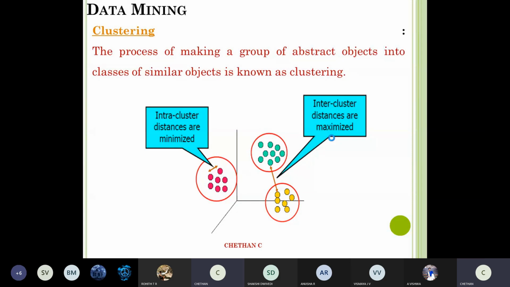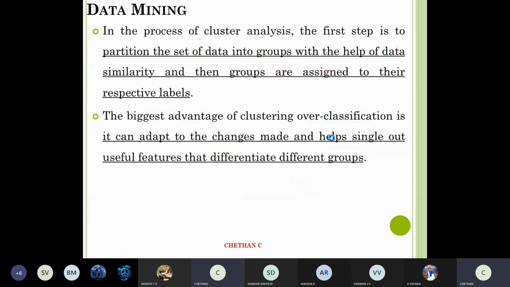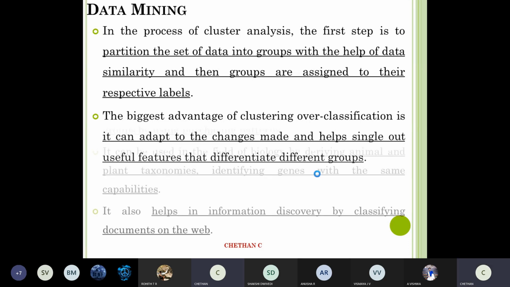But what is the thing we study in data mining? The process of cluster analysis. The first step is to do what? Partition the set of data into groups with the help of data similarity, and then group them based on the respective labels. Next, the biggest advantage when it comes to clustering is what? It can adapt to the changes made and helps us single out useful features that differentiate the different groups. Probably you will not understand the second line, but we will go even simpler.